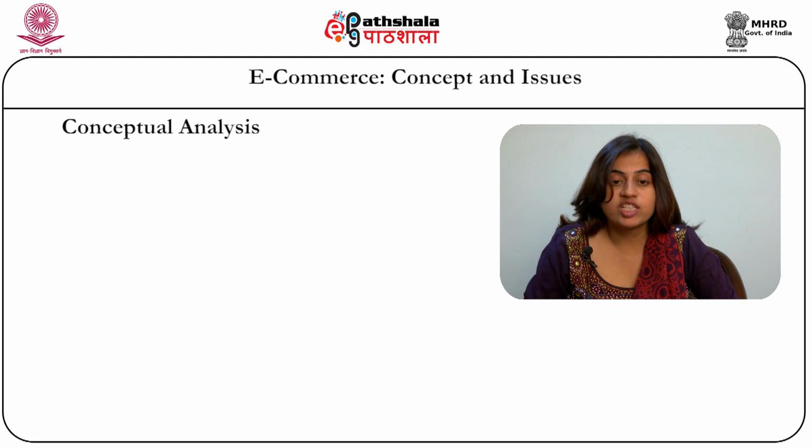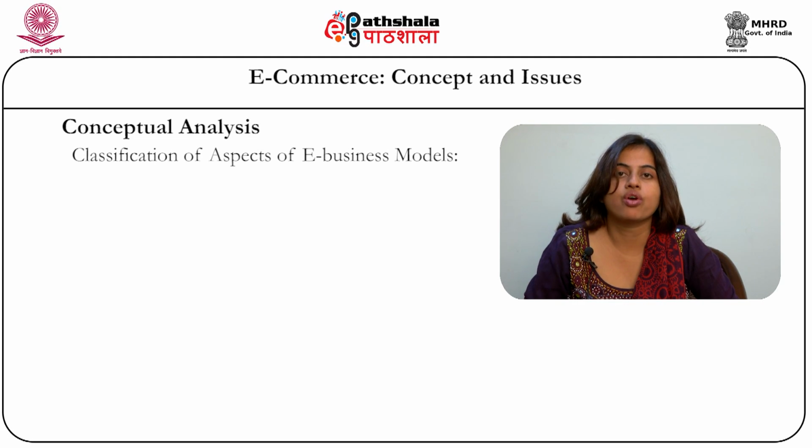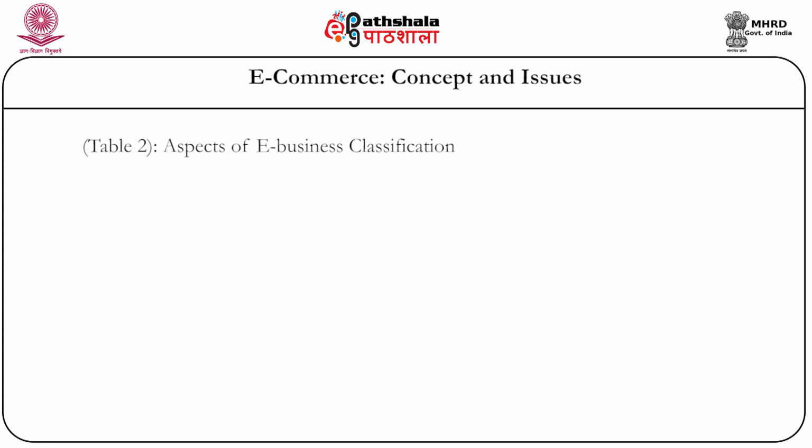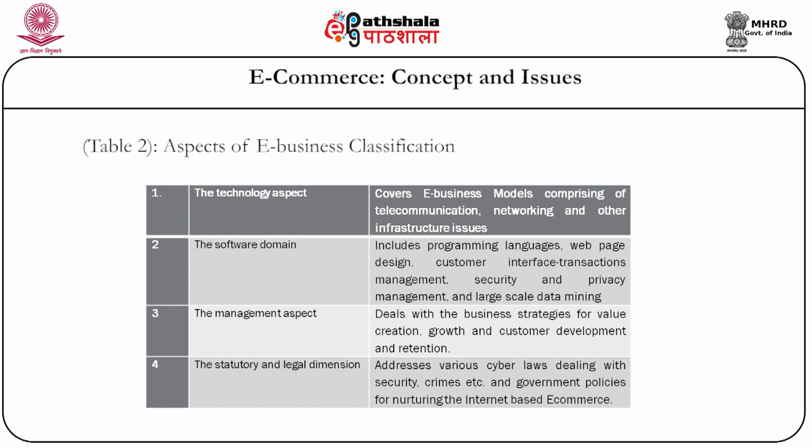Now the next point is about classification of aspects of e-business models. E-business models are based on various aspects such as technology, software domain, management and statutory legal dimension. Refer to table 2 for the aspects of e-business classification. First is the technology aspect, which covers e-business models comprising telecommunication, networking and other infrastructure issues.